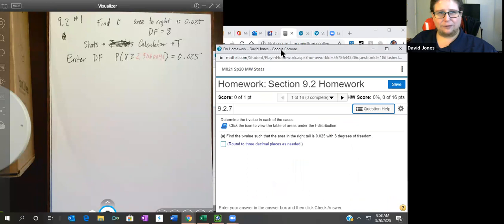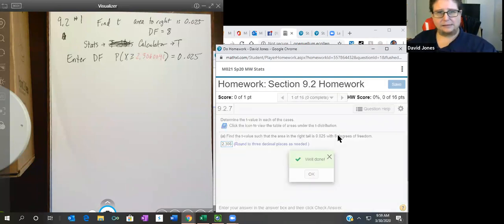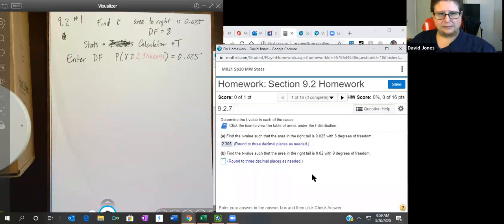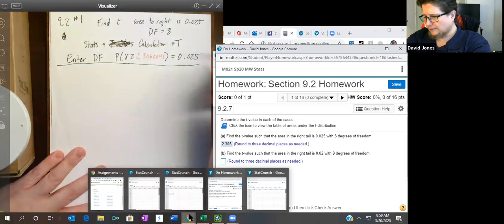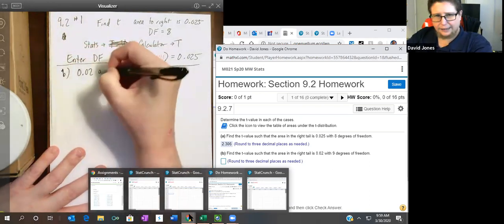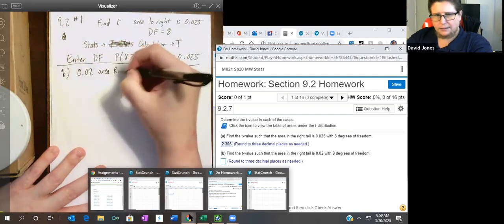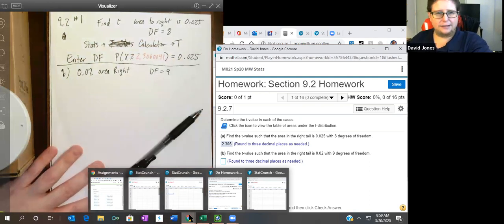Let's go take a look at how many decimal places they wanted. 3 decimal places is 2.306. And now they want to do the area to the right. Okay, so part B, let me write it down. So I want 0.02 area to the right again. And df is 9. We're going to do the same thing.